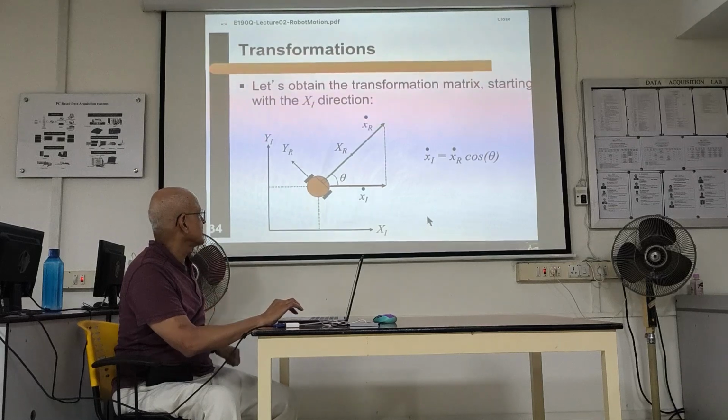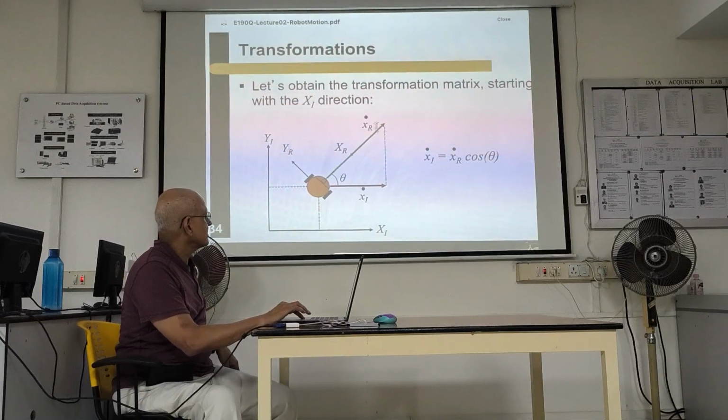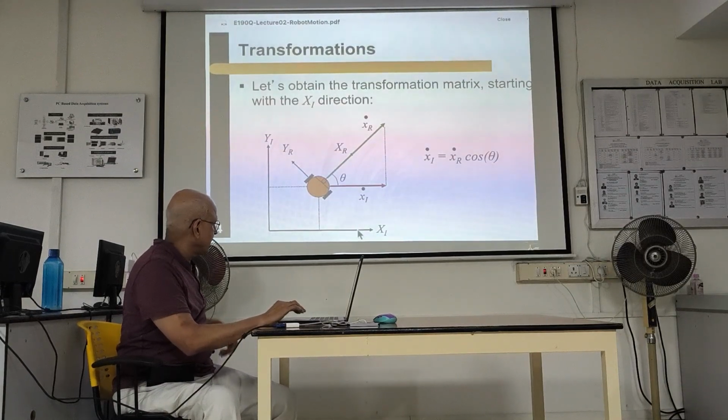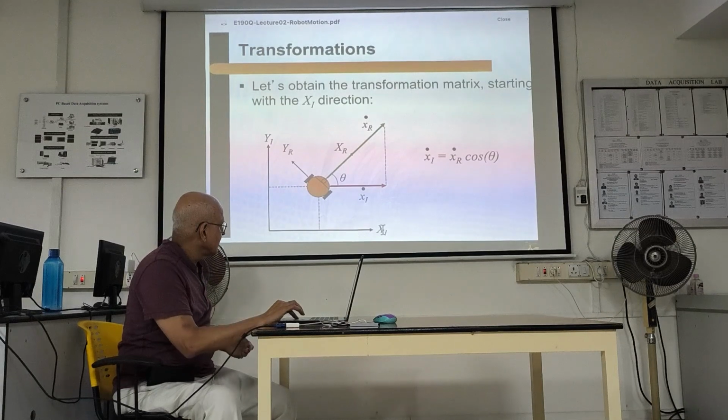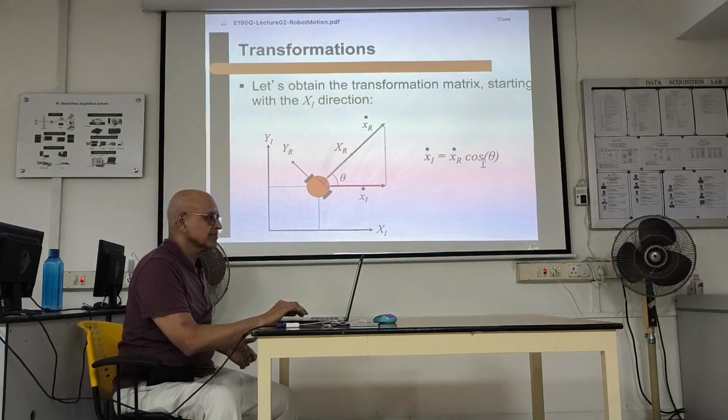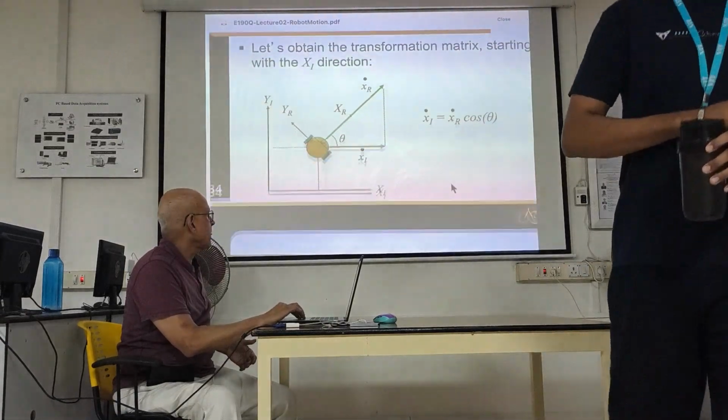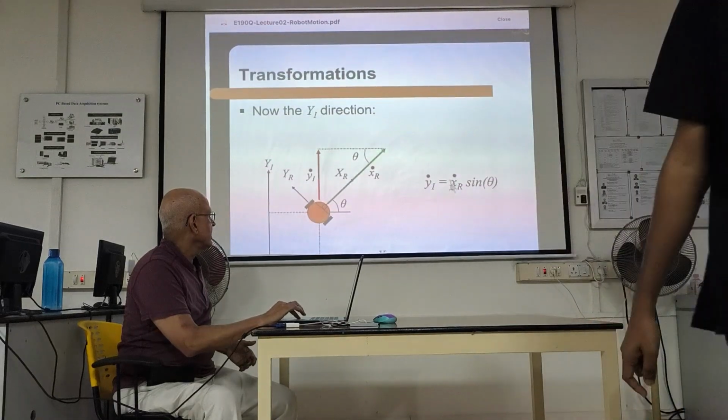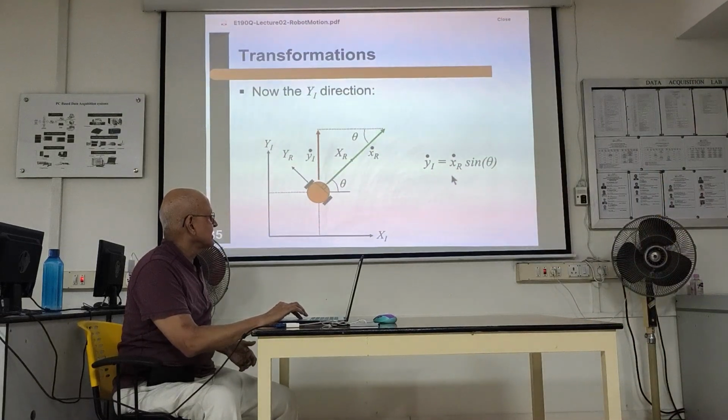So here, simple equations. This is your XR dot, otherwise known as V. So XI dot, see here, how you progress along the world's x-axis, is XR dot cosine theta. Is that clear? And similarly, YI dot is XR dot sine theta. XR dot, if you take it the other way, you get YI dot, how you are progressing here.